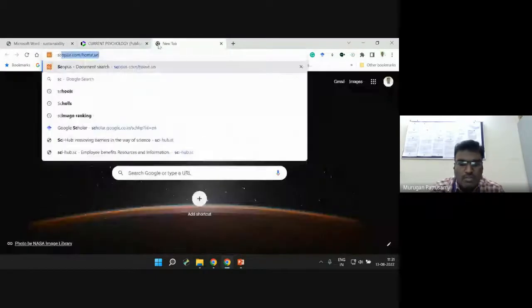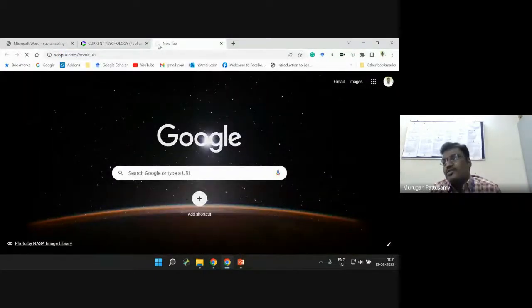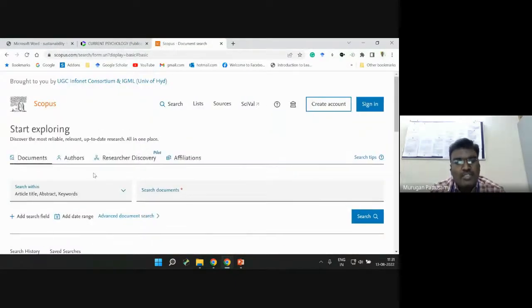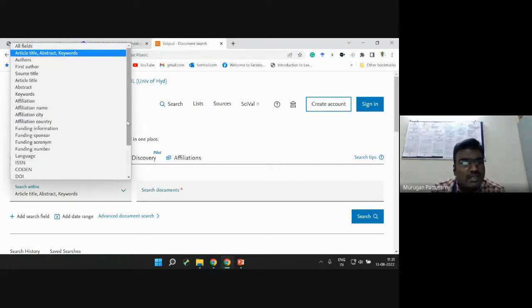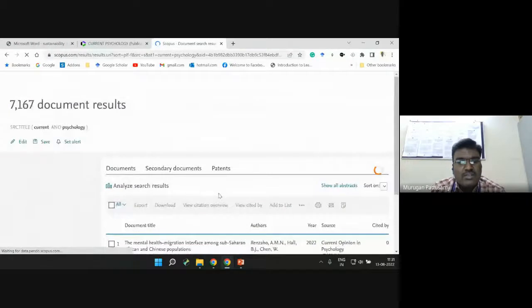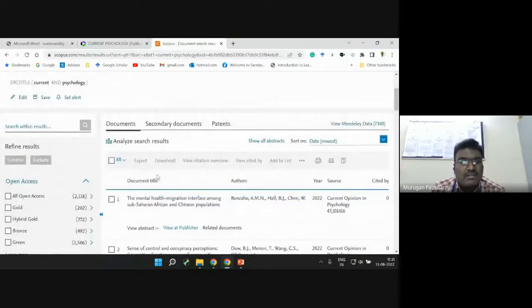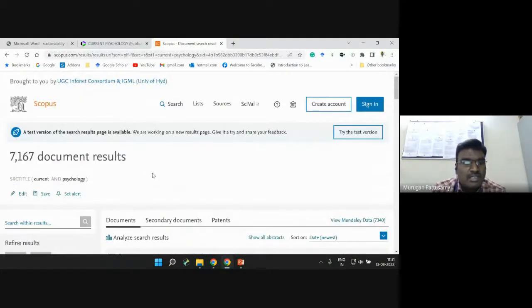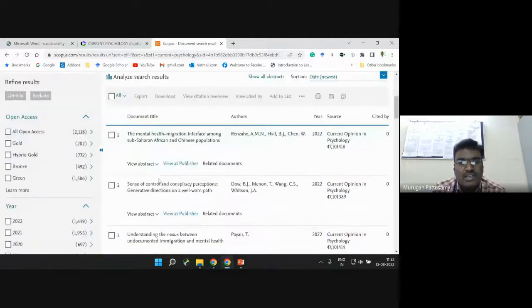So how do we do the same with respect to Scopus? You just go to the Scopus database. Here what you do is just select source title and then type the journal name, Current Psychology, click search. So I'm getting it is considered as a searching keyword actually.